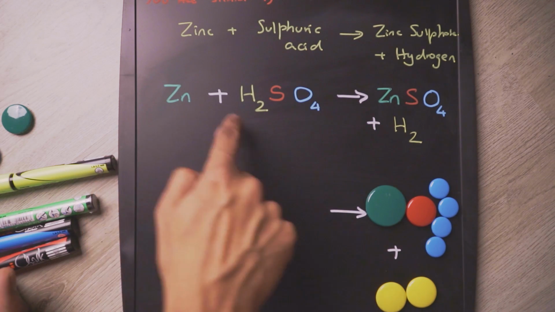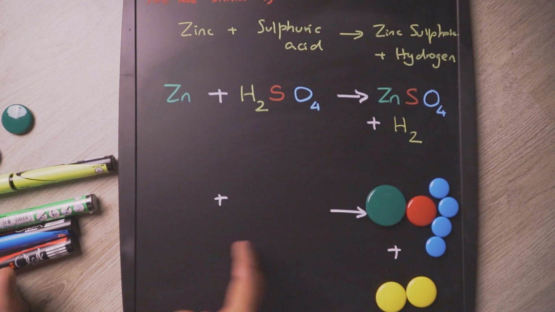I took every single atom that's there on the left hand side and I was able to create the atoms on the right hand side without needing any more atoms, which means that the equation that I started with was already balanced. There's nothing for us to do.